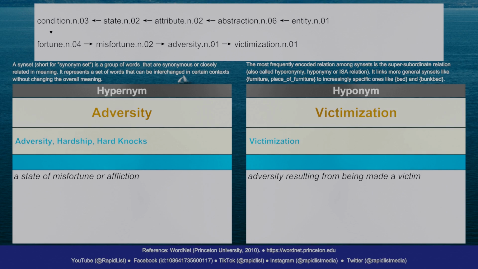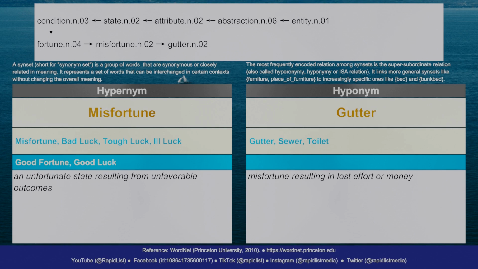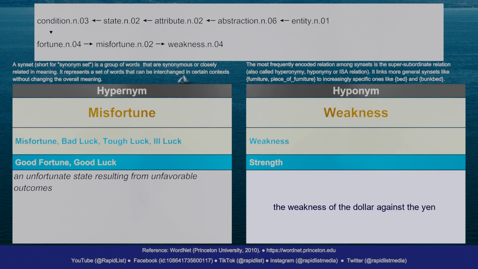Victimization. Adversity resulting from being made a victim. His victimization infuriated him. Gutter. Misfortune resulting in lost effort or money. All that work went down the sewer. Hard cheese. Bad luck. Weakness. The condition of being financially weak. The weakness of the dollar against the yen.